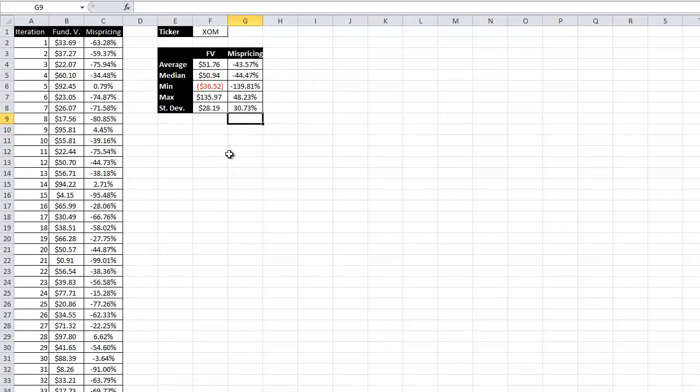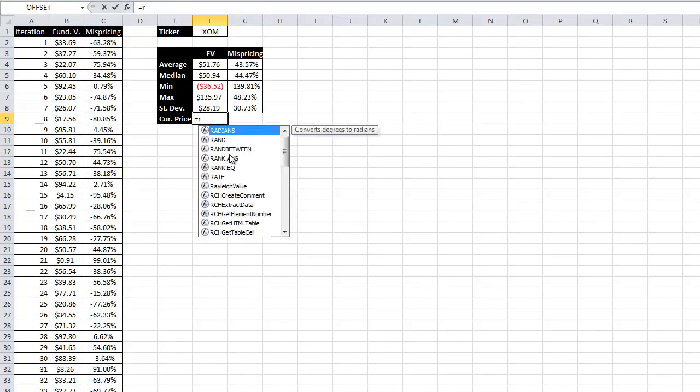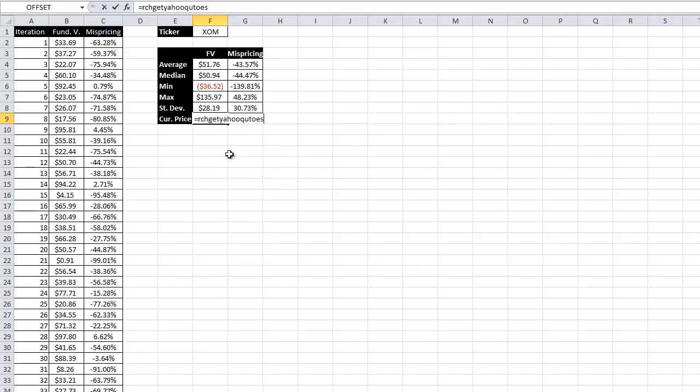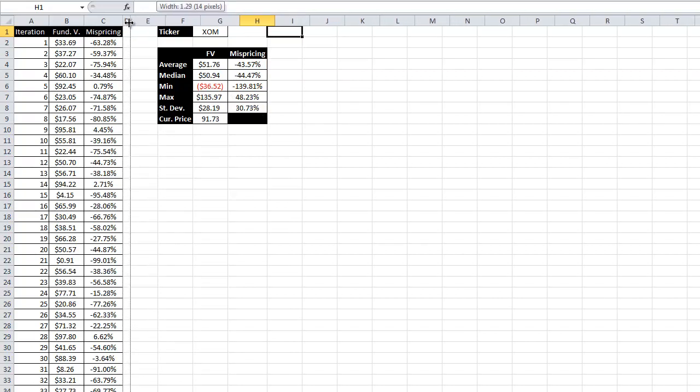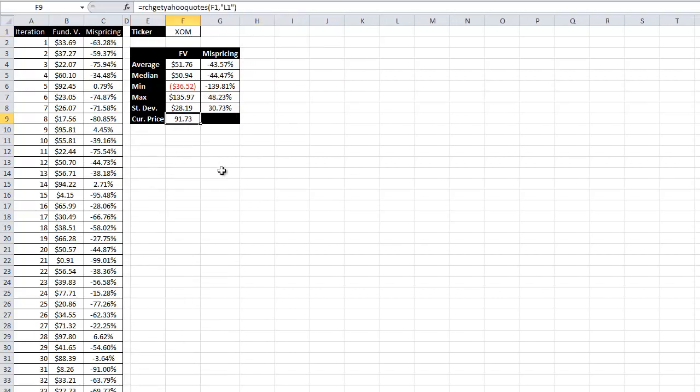And once we have it formatted like that, let's go ahead and just put on here, since it's easy enough to do, the current price, and we'll just use our RCH get Yahoo quotes function, and go get our ticker symbol, and remember to get the last price. We just need L1 like so. All right, so right there, I think we have a much more complete information set from which to start making our investment decision. Right now, the current price is $91.73.